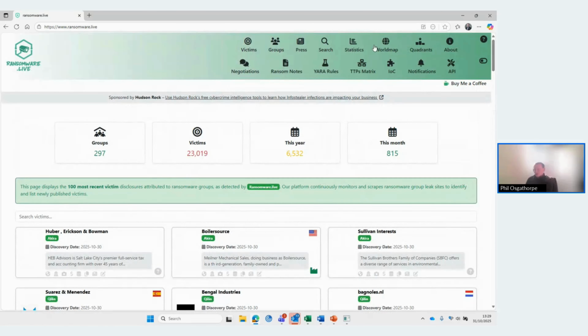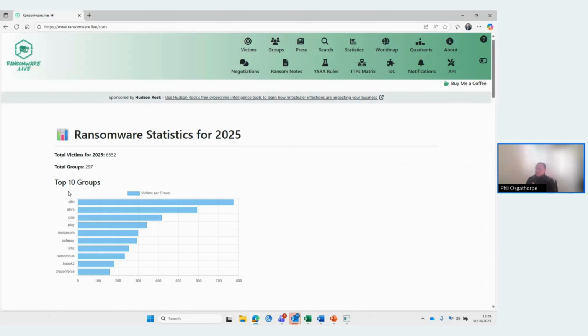Now, hopping onto the statistics page, what you can see there is some of the top 10 ransomware groups which are most prevalent. Akira, for me, is one that seems to be, how can I put it, most successful in a bad way, because they tend to get a lot of money. I'll come on to something to show you the statistics behind that.